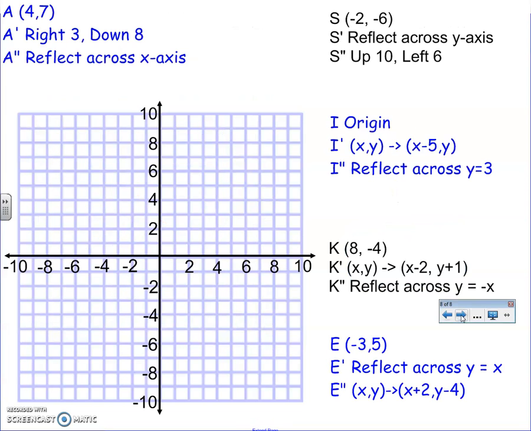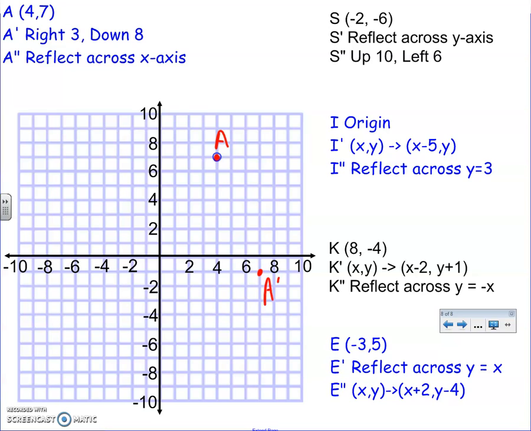All right, this last one, just a bunch of them all together. Just try a couple. So see, A is at 4, 7. I'm just putting there 4, 7. Here's A. Right 3, down 8. I'm just gonna count. So right 1, 2, 3, down 8. 1, 2, 3, 4, 5, 6, 7, 8. Here's A prime.